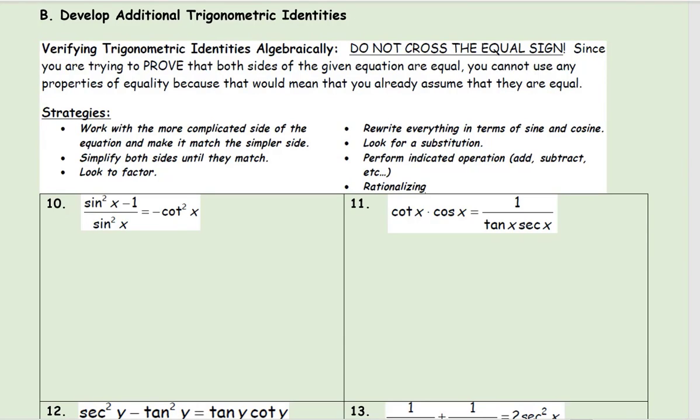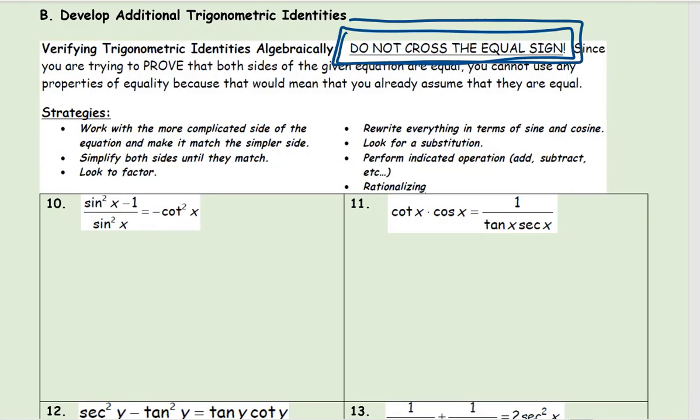Now, one of the things we have to remember when verifying trigonometric identities is we're basically proving that one side is equal to the other. So we can't assume that they're equal. And because of this, we cannot cross the equal sign. Again, I repeat, we cannot cross the equal sign. Since you're trying to prove that both sides of the given equation are equal, you cannot use any properties of equality because we don't know that they're actually equal.